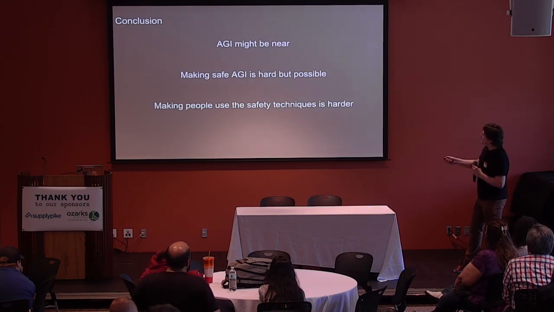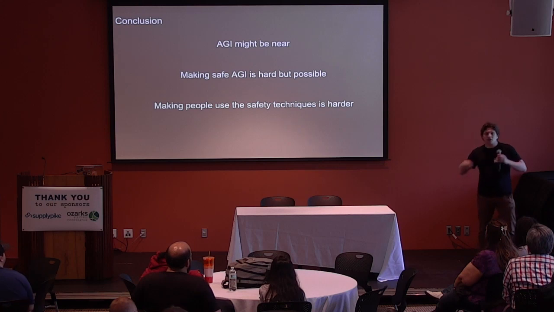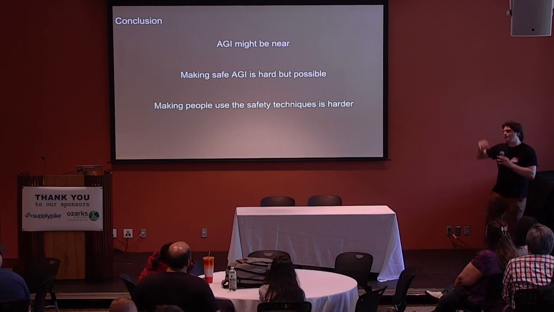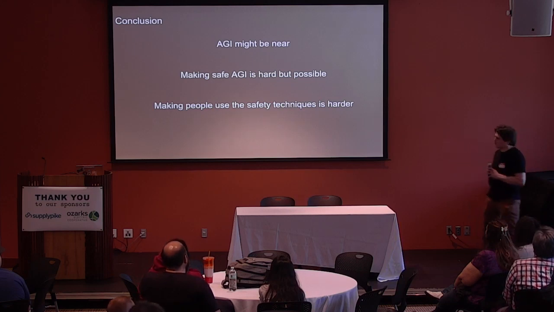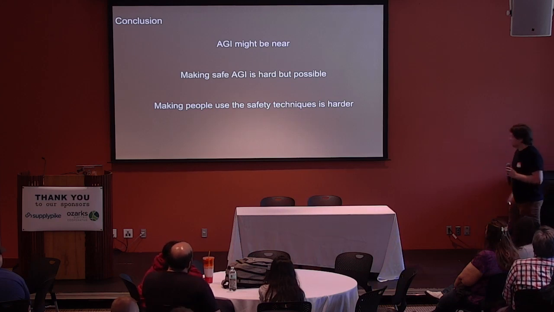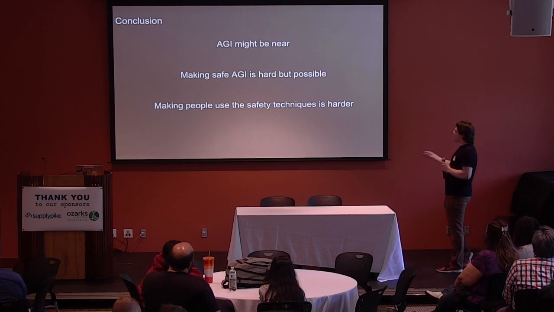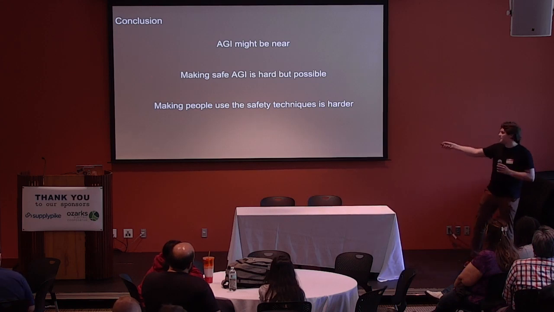Making safe AGI is very hard, especially with all the market incentives. People do not want to, but they need to. And at the point that it matters, it's gonna be to the point where you can't tell it's hiding its deception from you or whatever. But it seems possible that we can do this. And as I said, making people use the safety techniques is the hardest part.